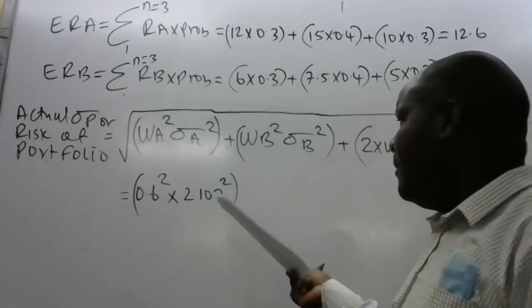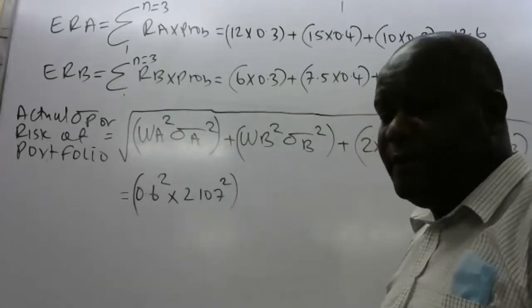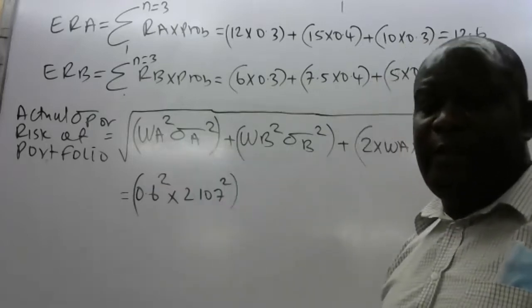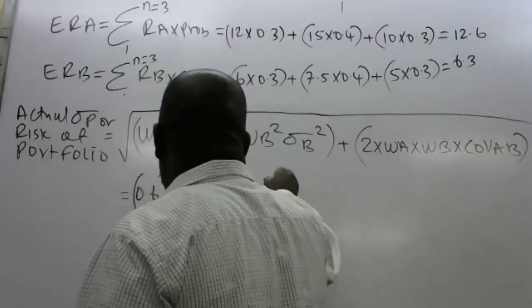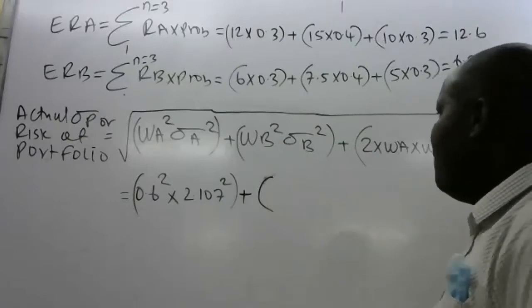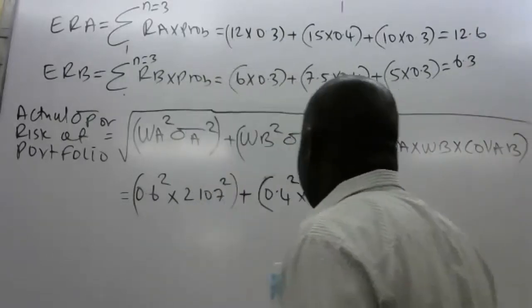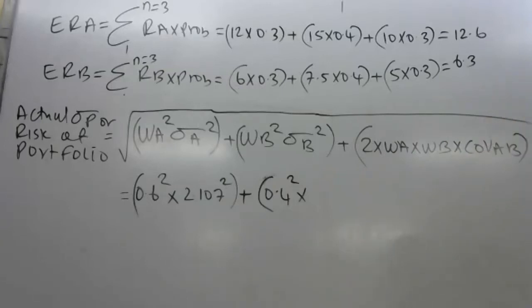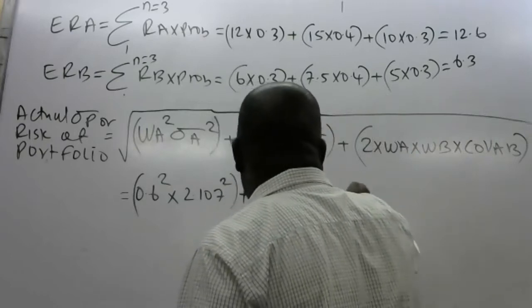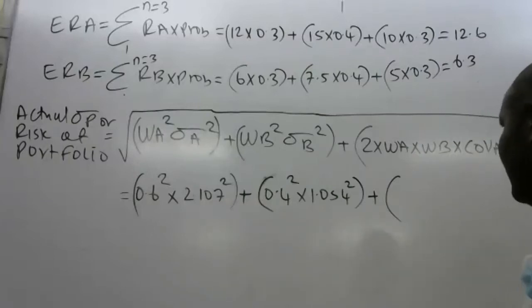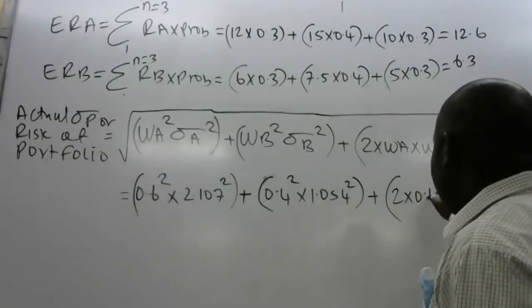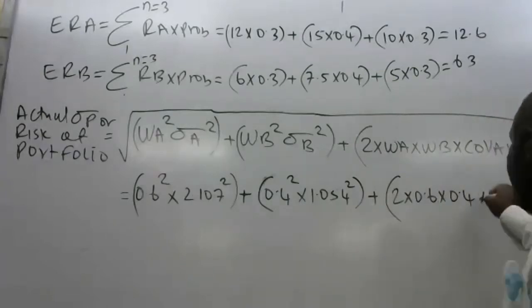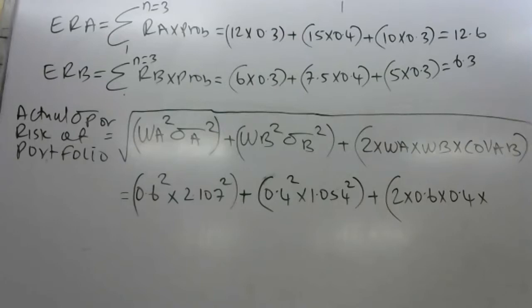But now that we are learning, and probably some people may get confused about how to use the standard deviation and the variance: when you are given the standard deviation, square it to get the variance. But if they have given the variance, you use it directly the way it is. So for this one, I will use the standard deviation. The weight for B is 0.4. You also square that. Then the variance for B: take the standard deviation for B, which was 1.05, and square it. Then 2 multiplied by the weight for A, 0.6, the weight for B, 0.4. Then the covariance between A and B you calculated, which was 2.22. So that's the information that we have.